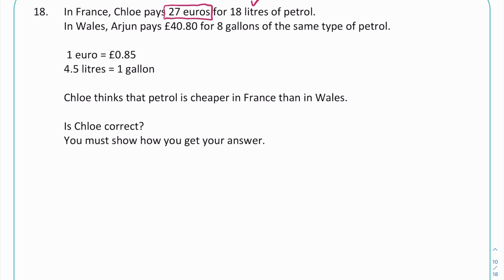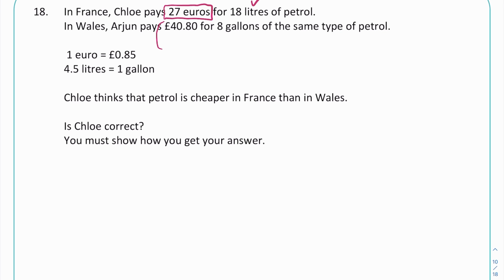Now this exchange rate, we've been given that €1 is equal to £0.85. So we know that the pounds number is going to be smaller. So to make this number smaller, we would have to multiply by 0.85. If we divide by 0.85, the number gets bigger and it doesn't make sense in our exchange rate.